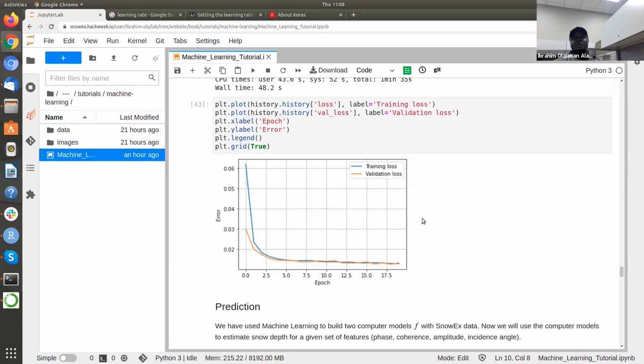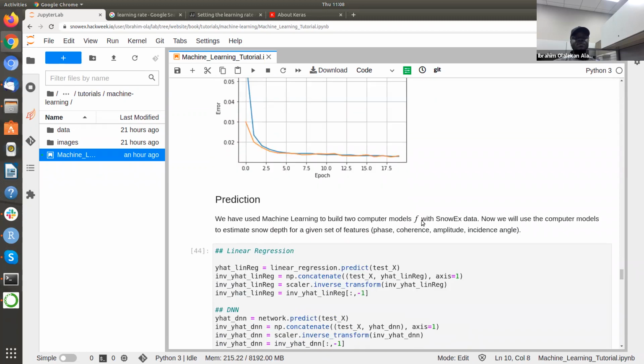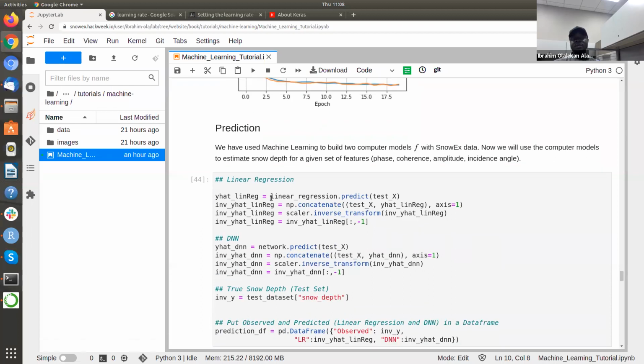After training our models, the next thing is we want to predict. We have used machine learning to build 2 models now. The first one is the neural network and the second one is the linear regression. Now we would use the machine learning models to estimate snow depth for a given set of features, which are the phase, coherence, amplitude, and incidence angle. That is what we are doing here.